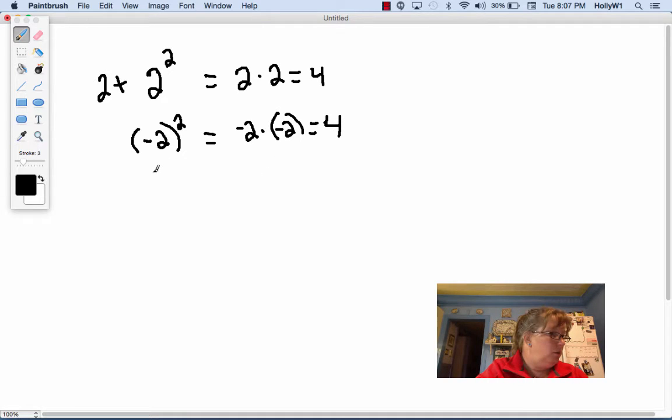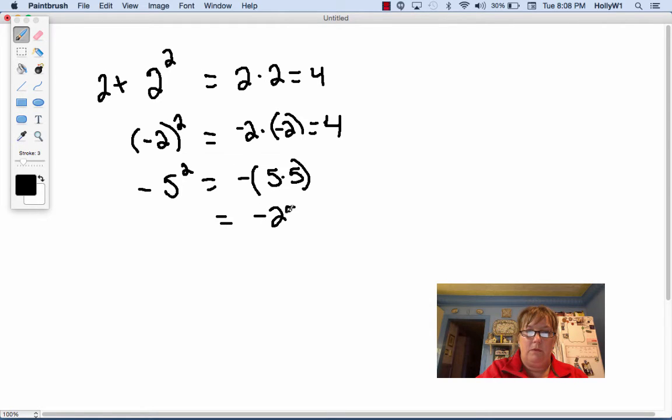All right, let's do another one. Let's talk about negative 5. This is where it starts to get kind of interesting. Negative 5 squared. Well, the 2 really only touches the 5. So we say 5 times 5, and the negative sign sort of gets left outside. The square can only touch the 5, not the negative sign. So it ends up equaling a negative 25.